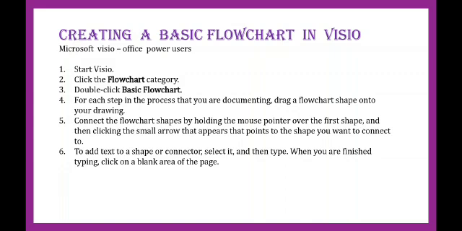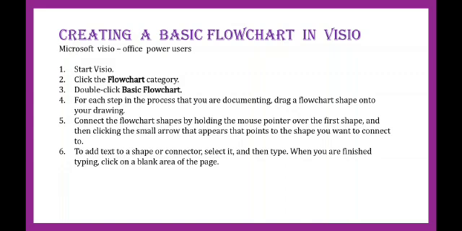First start Visio, and when you open Visio, click on the flowchart category. We will have different categories, as we have seen in previous chapters. So we will go with flowchart. Double click on basic flowchart, and then for each step in the process that you are documenting, drag the flowchart shape onto your drawing, same as we have done in the different software that we have covered. The same process continues in all software, so in Visio also, same thing.